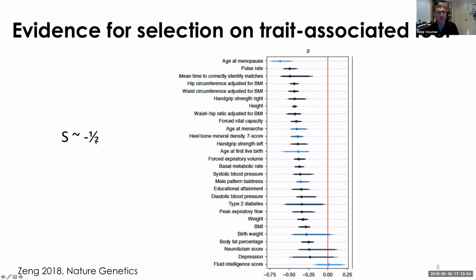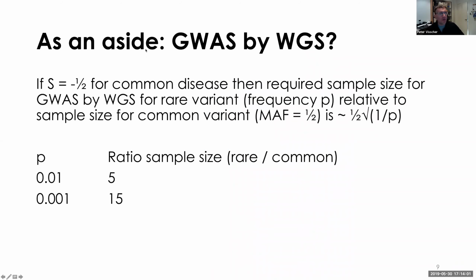Now, this already leads to some interesting implications, and I'll just go through this as a complete aside to the rest of the talk, which is, what if we were to conduct GWAS not with SNP or imputed SNP data, but using whole genome sequence data? Then this relationship we and others have inferred about the association between the effect size and the frequency makes a prediction about the power of detection of a rare variant compared to the power of detection of a common variant.